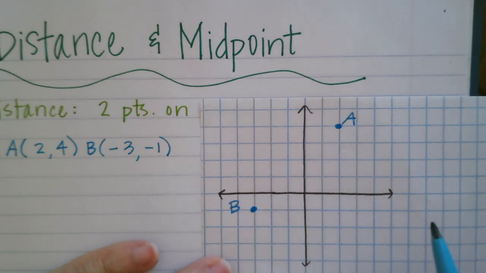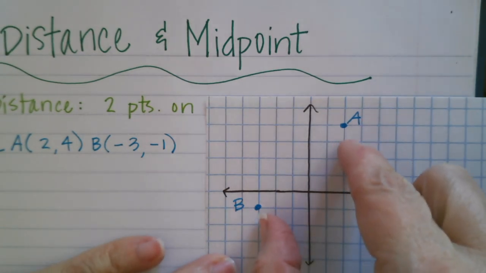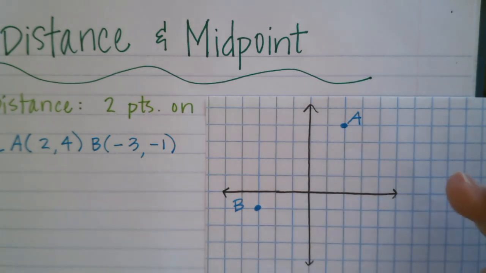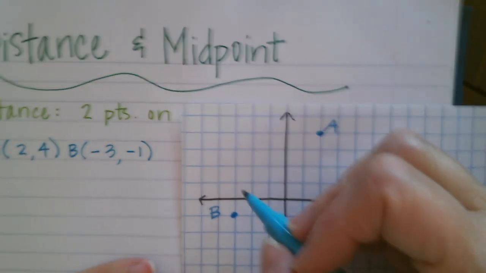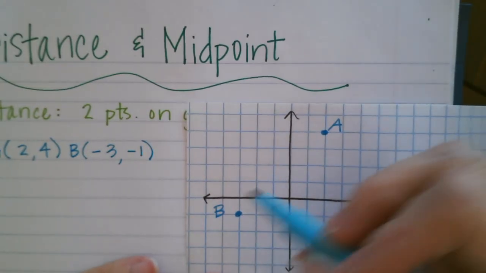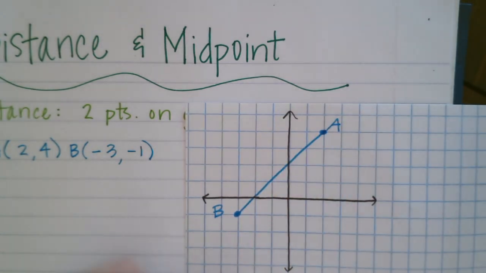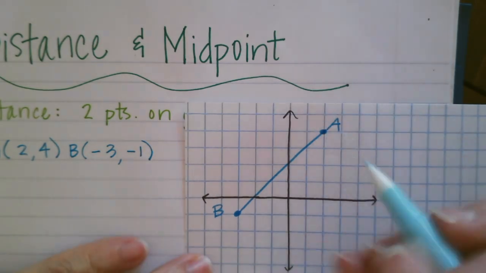So here's point B. What I am trying to do is figure out how far these points are on the graph. If it was as simple as being vertical or horizontal, we could just count spaces, but that's not what's happening here. So we are trying to figure out how far it is between point A and point B. The easiest way to find the distance between these 2 points is to make a right triangle out of this situation.